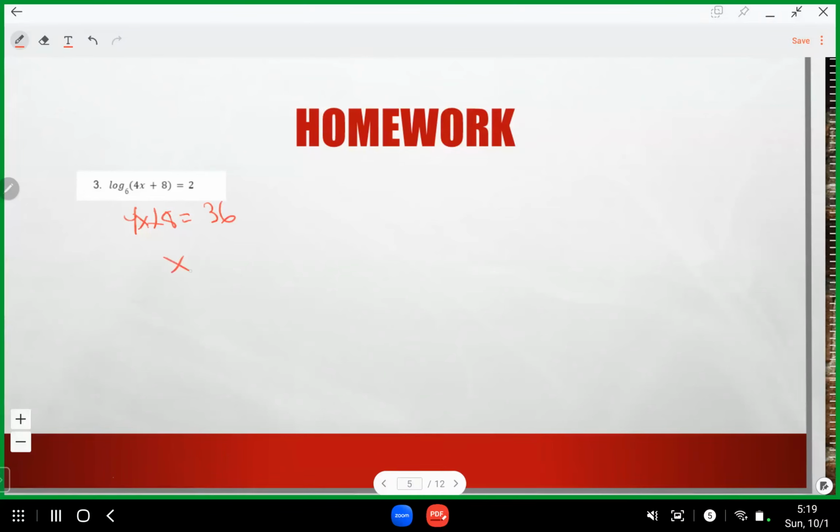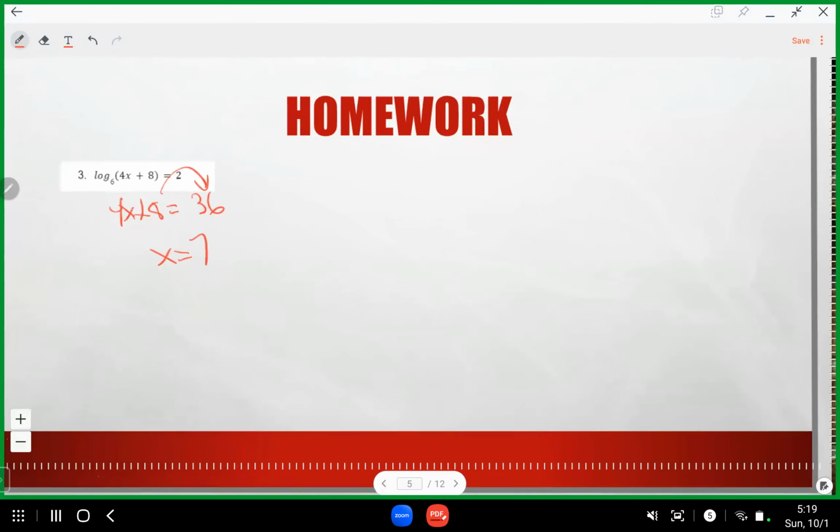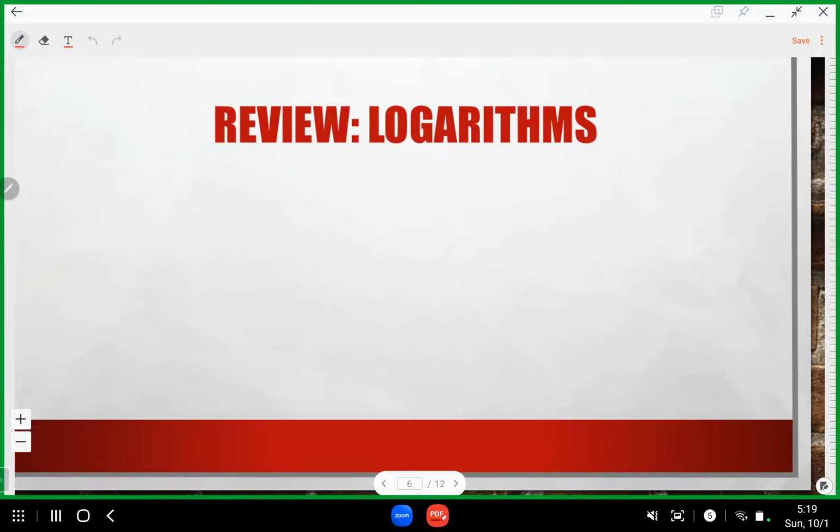So yeah, it is 7. Because you move this 8 to the 36, right? And 28 over 4 is going to be equal to 7. So it's pretty easy. So let's review some logarithms if there are no questions. Does anybody have any questions about what we are going over? If there are no questions, then let's review some logarithm properties.